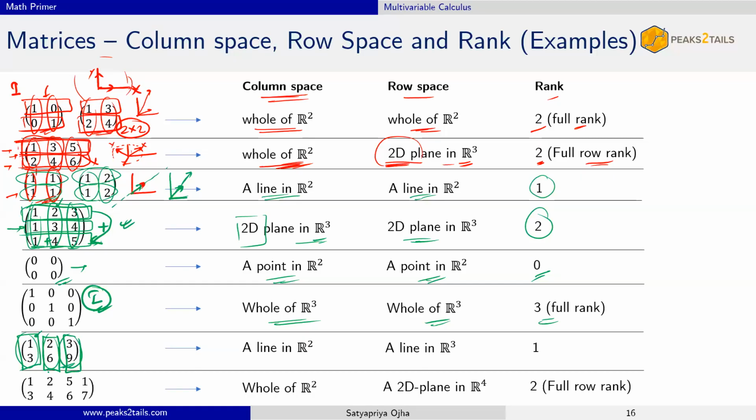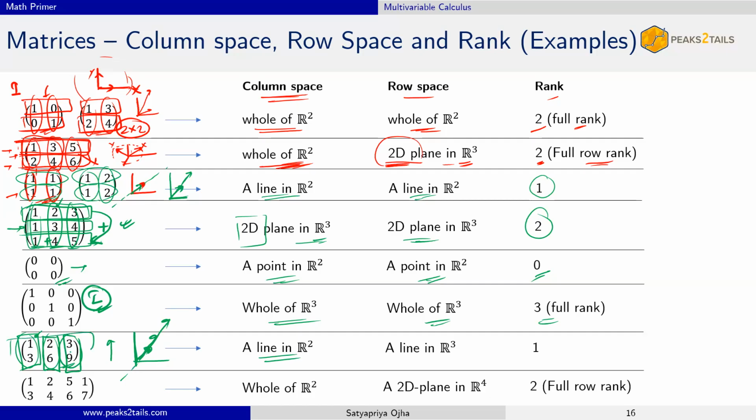If you look at the 3 vectors, there's only one that's independent. Others are dependent on it, correct? So it's the same vector being replicated thrice. So 1, 3, 2, 6, 3, 9. Okay. So any linear combination of these 3 will still keep you in that same direction. So it's just one line in R square.